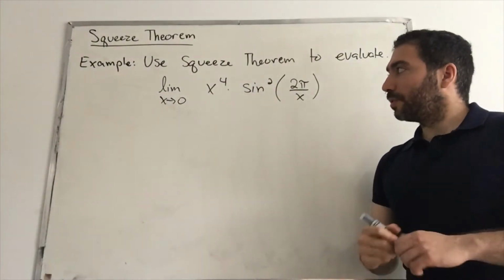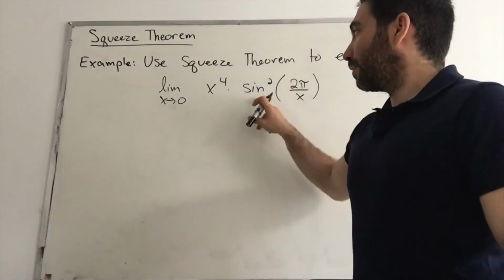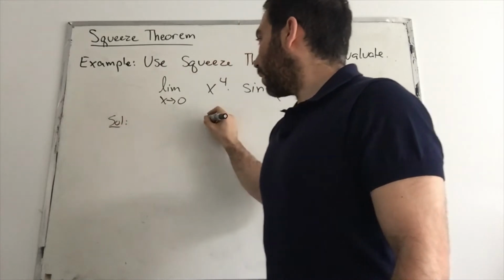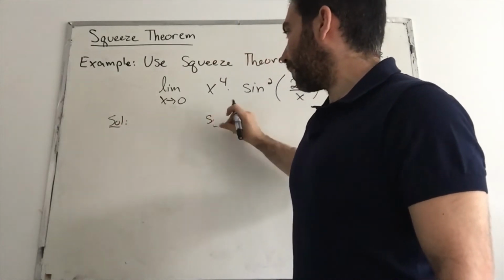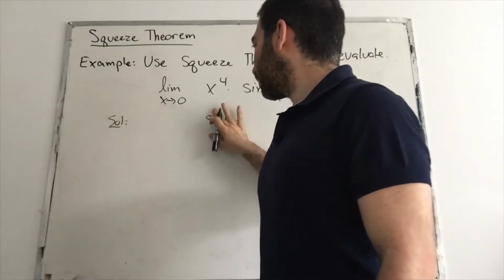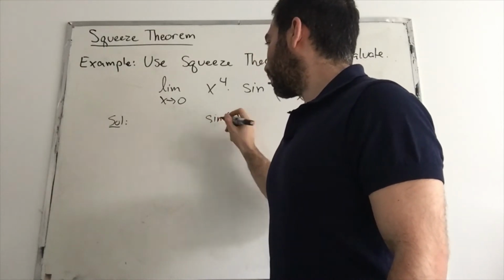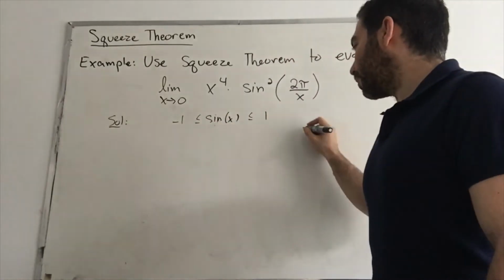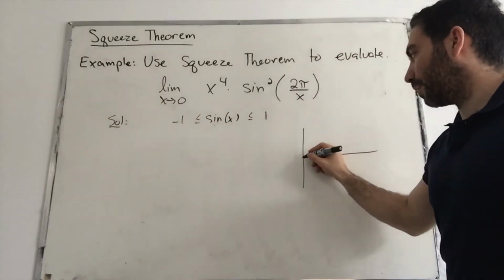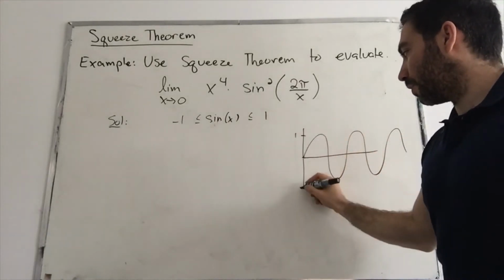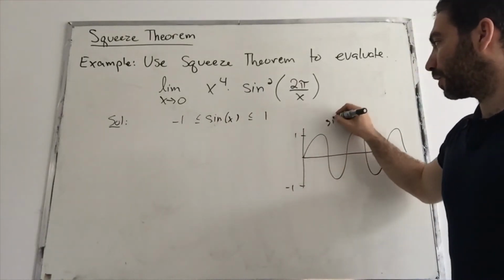So the first thing we do is we begin by arguing that sine is bounded in between. So this is our solution. We argue that sine of x is bounded in between -1 and 1. We know this because our sine function oscillates between -1 and 1 forever. This is what our sine function looks like.